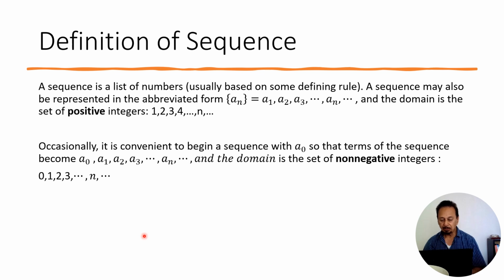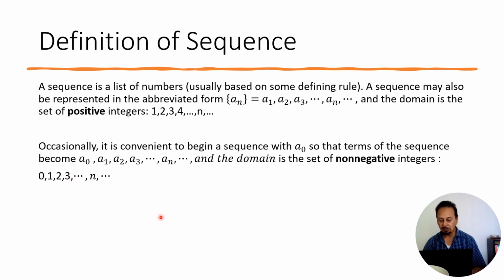A sequence may also be represented in the abbreviated form, curly bracket, a sub n, curly bracket. So this is the nth term. In expanded form, a sub 1, a sub 2, a sub 3, a sub n. So a sub 1 stands for the first term, a sub 2 stands for the second term, and so on. A sub n stands for the nth term. And the domain is the set of positive integers, 1, 2, 3, 4, and so on, n, and keep going.